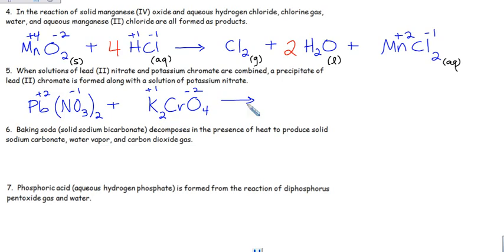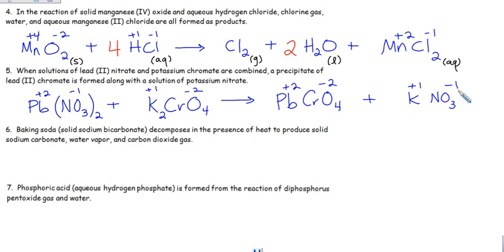I should form a precipitate of lead 2 chromate. So here's where it's kind of nice to have the charges written in. Lead +2, chromate was CrO4, and the charge was -2. And that's neutral. And a solution of potassium nitrate. The potassium was +1, nitrate -1. All right, that's neutral too. So you look up the charges once, use them twice.